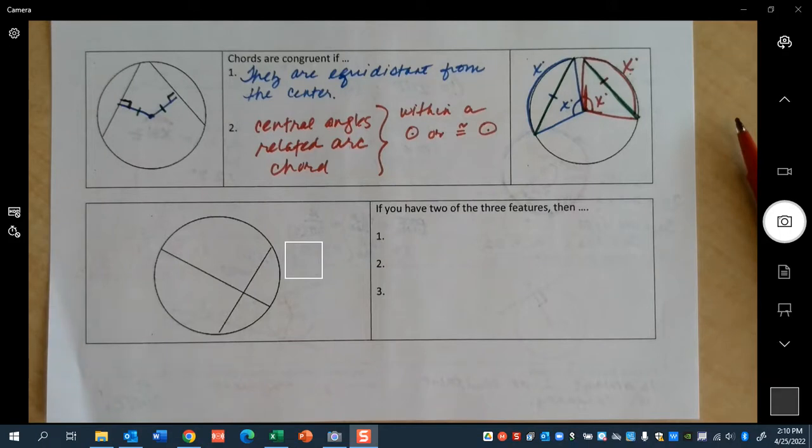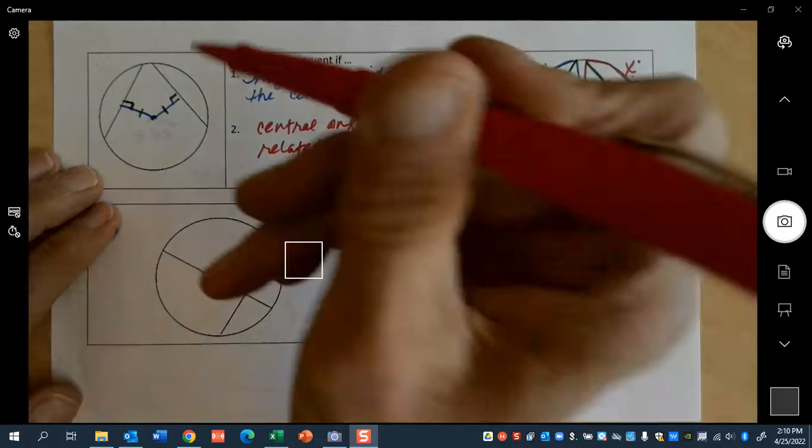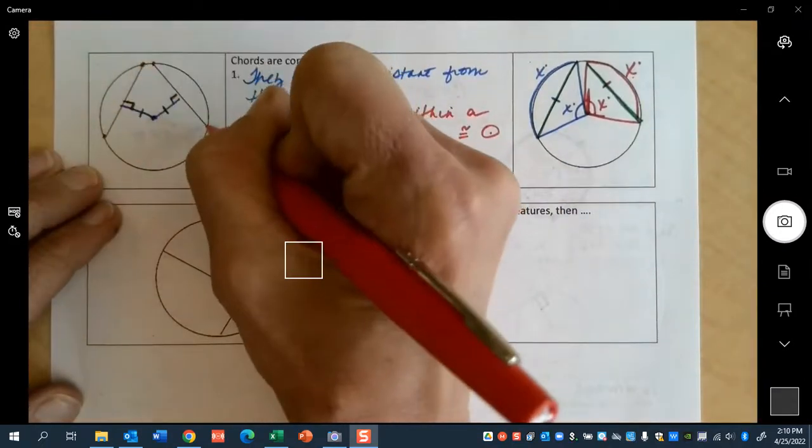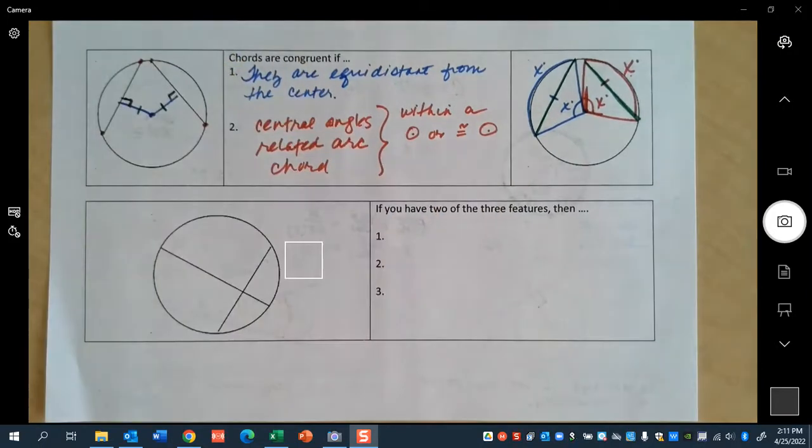So two chords are congruent if they are equidistant from the center. Just imagine this chord shrinking down or expanding out. If it's a chord, its endpoints have to be on the circle, and chords that are the same distance from the center are guaranteed to be the same length.